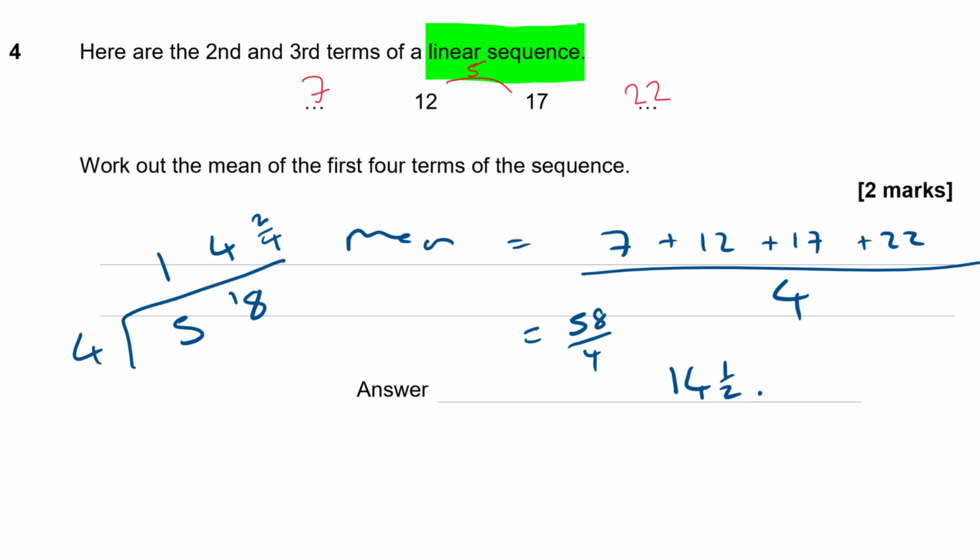Now, actually, you could have done it a lot easier. You could have just added those two together and divided by 2. That would have given you the same result, because the mean of those two numbers is going to be the same as the mean of all 4 numbers. So yeah, but that's a by the by. We've done it now already.